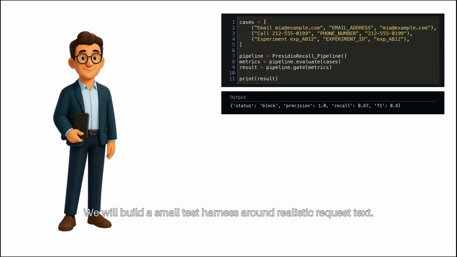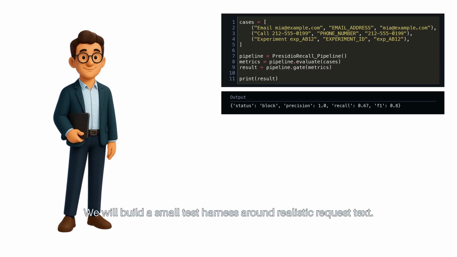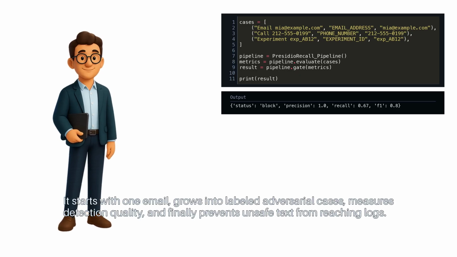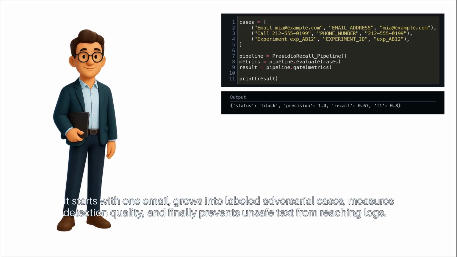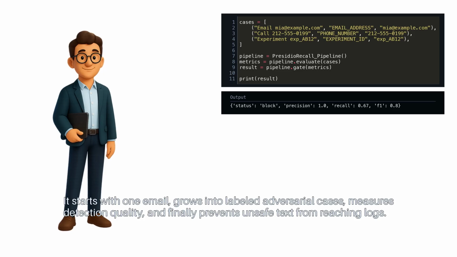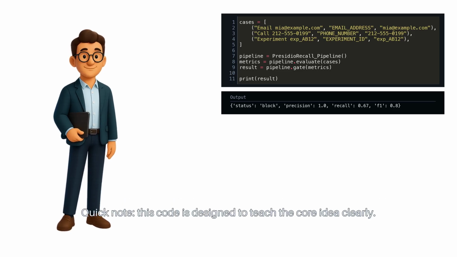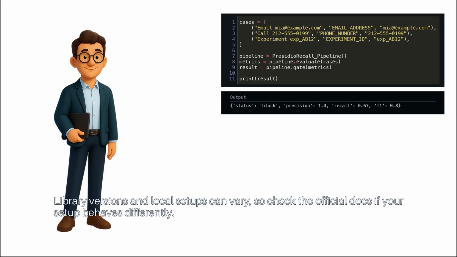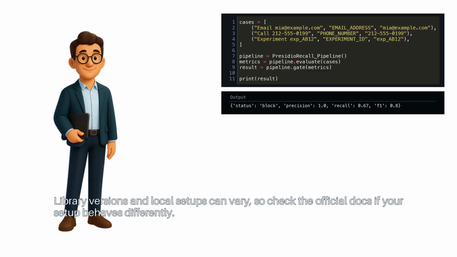We will build a small test harness around realistic request text. It starts with one email, grows into labeled adversarial cases, measures detection quality, and finally prevents unsafe text from reaching logs. Quick note: this code is designed to teach the core idea clearly. Library versions and local setups can vary, so check the official docs if your setup behaves differently.